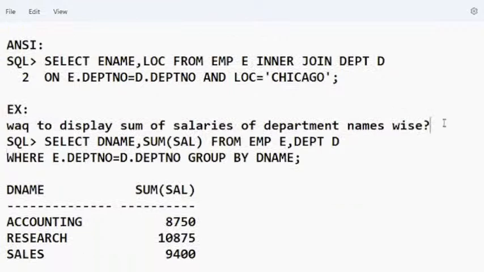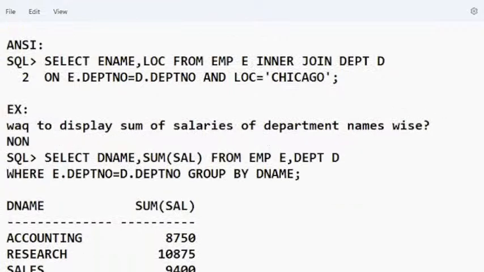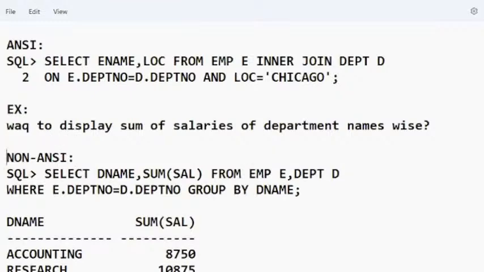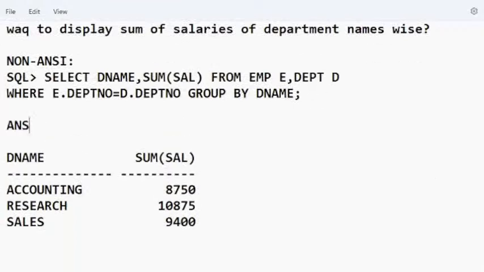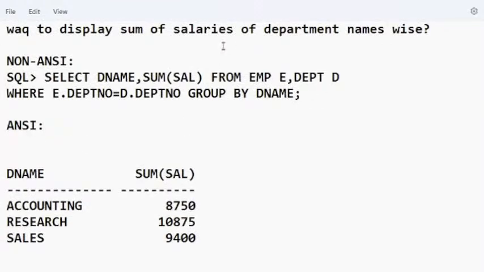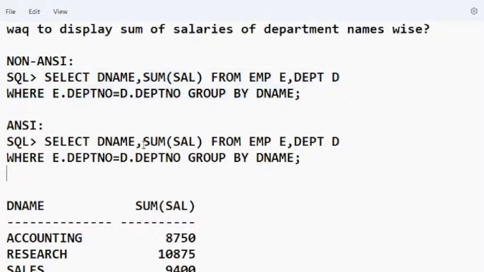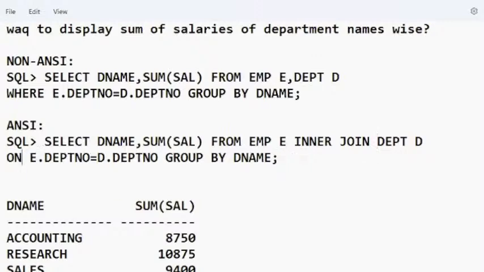And this is non-ANSI format. This is non-ANSI, and if you want ANSI here, so ANSI also we can write. And in place of this, I want to use my inner join statement. And after that, I want to use the ON clause.